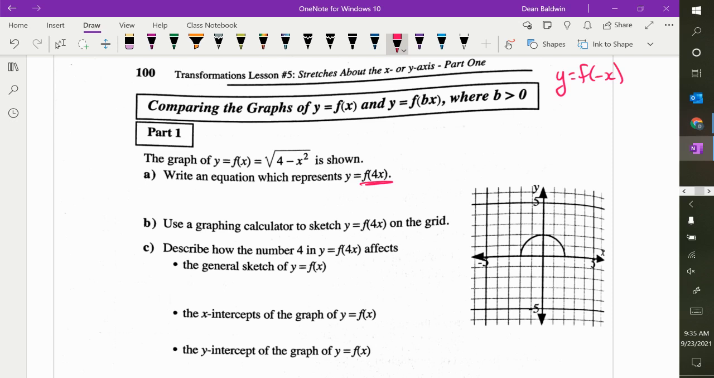I put that into the equation. I get (4 - 4x) all squared. What's 4x all squared? There you go. So I get 16x squared. This is my new function.